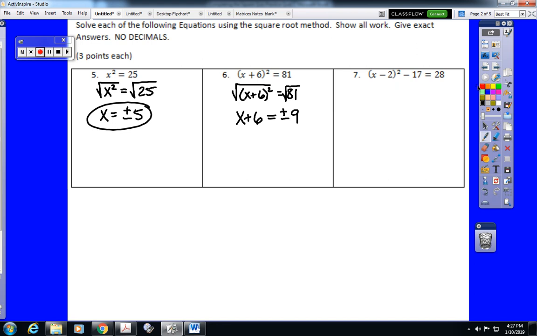We would then finish solving this equation by subtracting 6 from each side of the equation. And I really probably shouldn't write that underneath the 9 because that's going to make you think you just subtract 6 from 9.